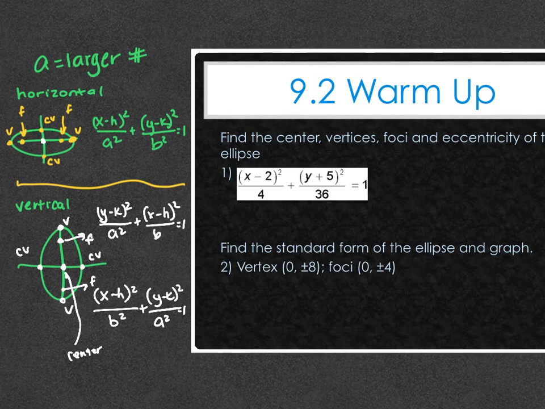So just by looking at number 1, there's lots of information you can tell me. The larger number would be a, so a squared is 36, making a 6. This would be b, b squared is 4, making b 2. And because that a is underneath the y, this is going to be a vertical ellipse. My center, what follows x, change the sign, that's 2. What follows y, change the sign, that's negative 5.